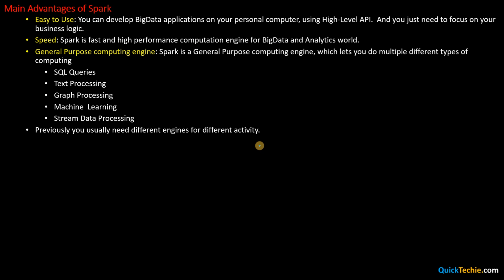Main advantage of Spark: you can develop big data applications on your personal computer. Basically, during development, you just write code on your single computer using a high-level API, and you just need to focus on your business logic. You can deploy it in a big cluster once your application is ready. So you can test it, develop it, and do everything on your laptop with a single machine. That is the main advantage. So it is easy to use.